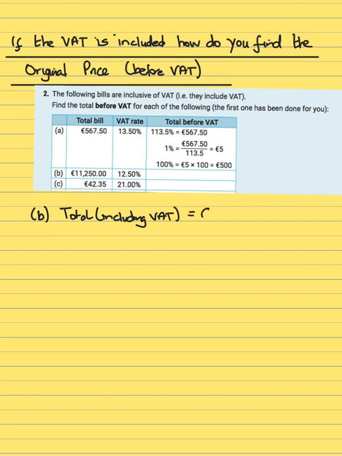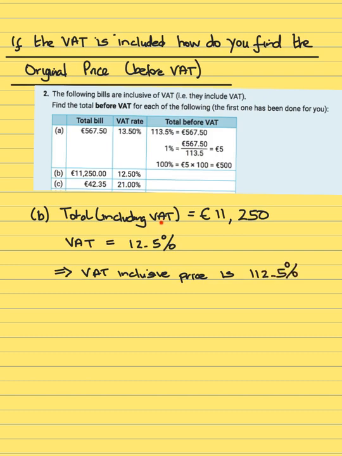is 11,250. Now the VAT is 12.5%. So we write that down. But remember, this total is the normal price before VAT, which is 100%, and this 12.5%. So the VAT inclusive price will actually be 112.5%. And that's very important. So it's the 100% for the price included before VAT, and then it's the 12.5% VAT.